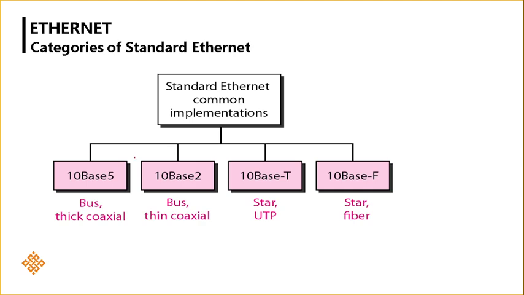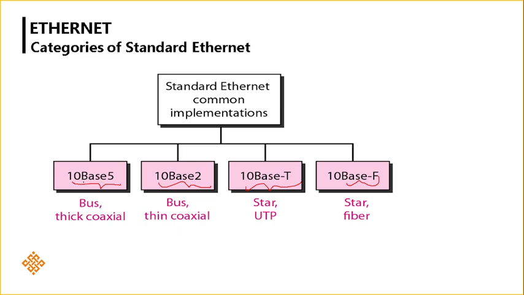So hope you understood. We have different categories of standard Ethernets. However, I am not going in depth here; I will just give some idea. These are the 4 different types of standard Ethernets: 10Base5, 10Base2, 10Base-T, and 10Base-F.